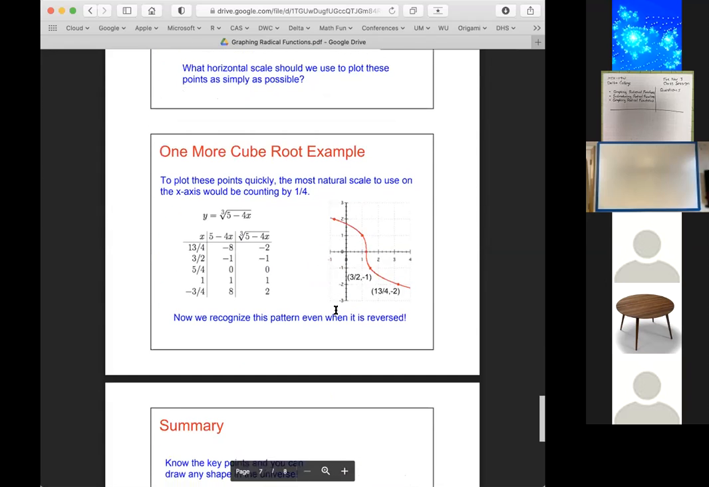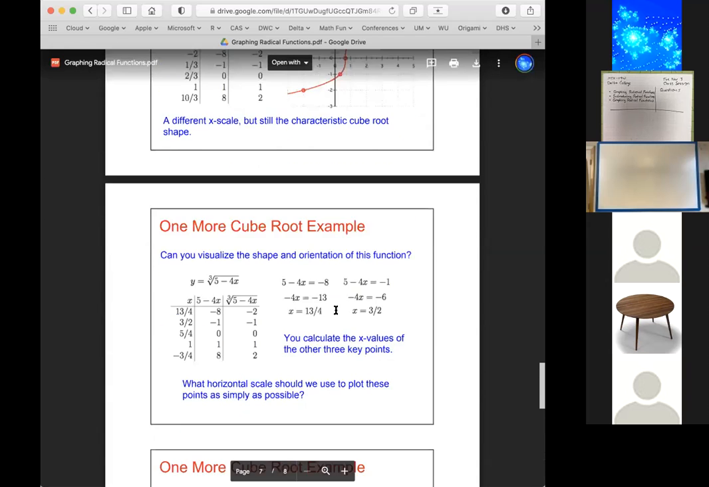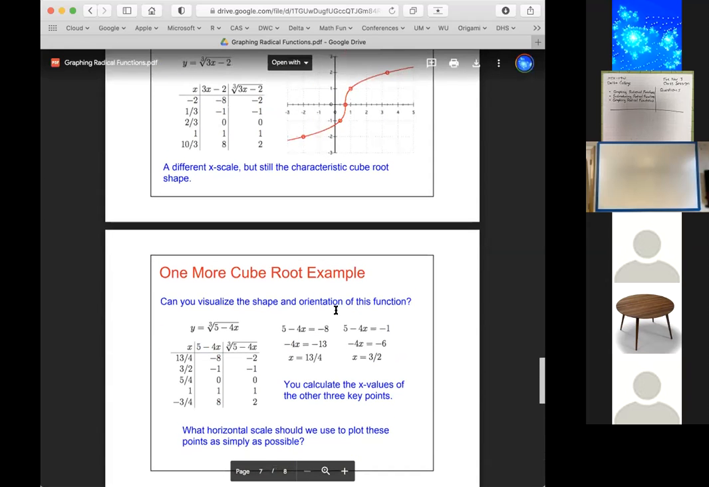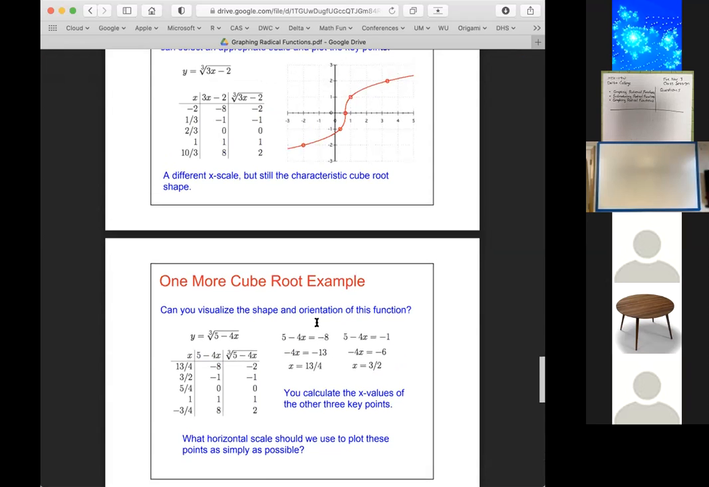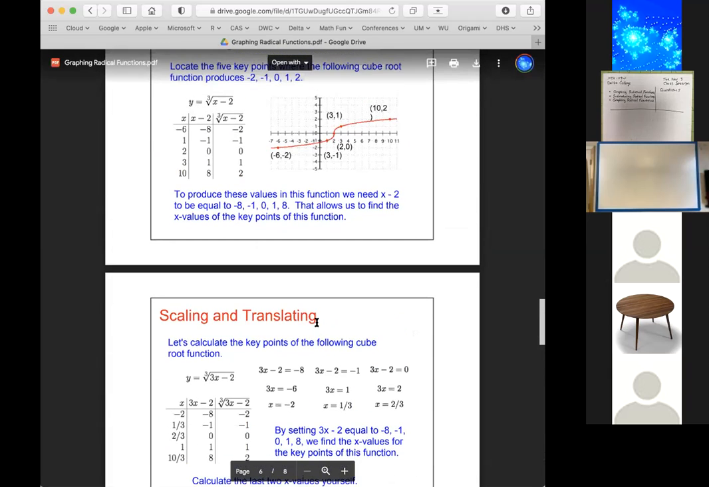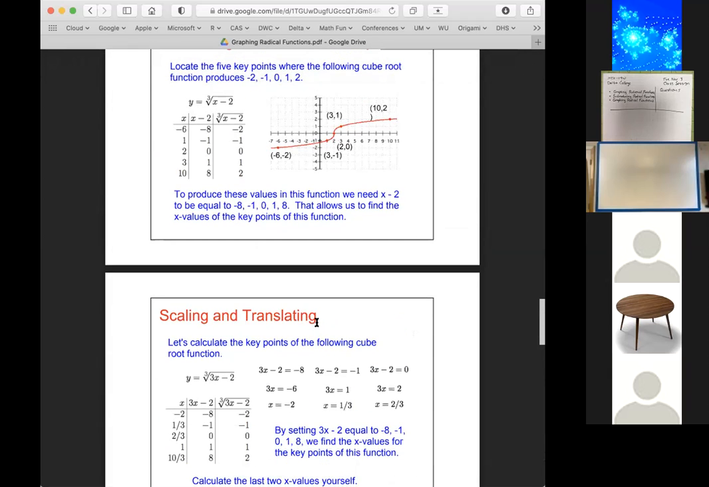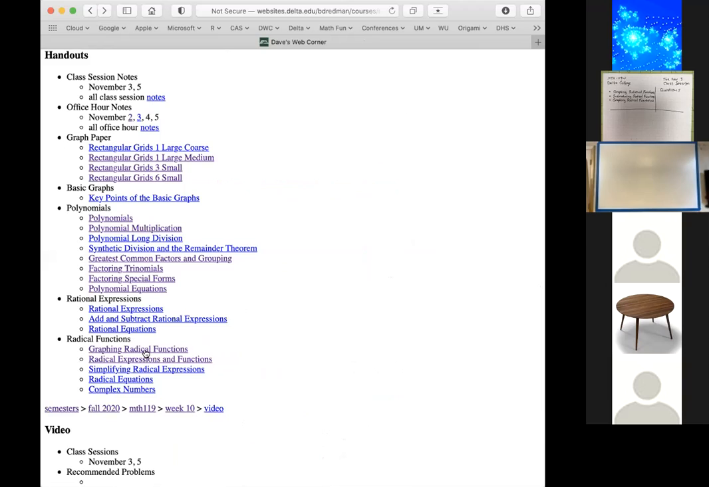Now you cannot read these while I'm scrolling through them like this. And you won't read them in 5 minutes anyway. But if you want to look at this carefully, this handout really gets you going on graphing radical functions. Hopefully make it as easy as it could be made. So take a look at this handout, Graphing Radical Functions, posted on the website. And the other ones as well.